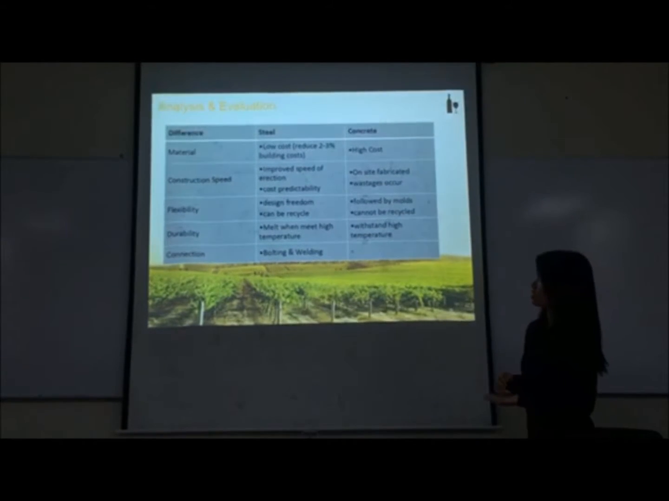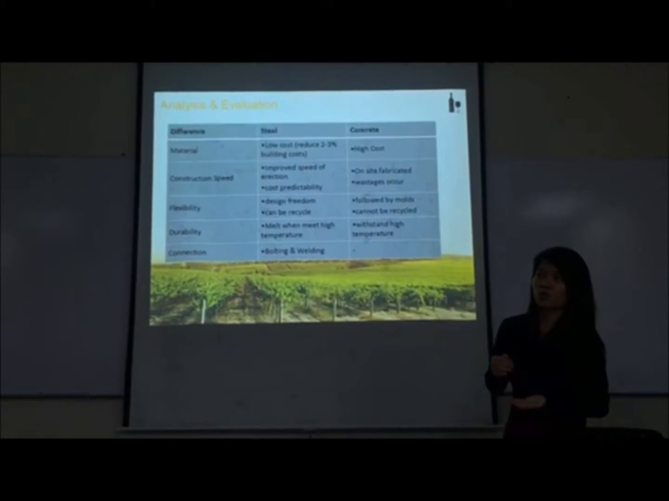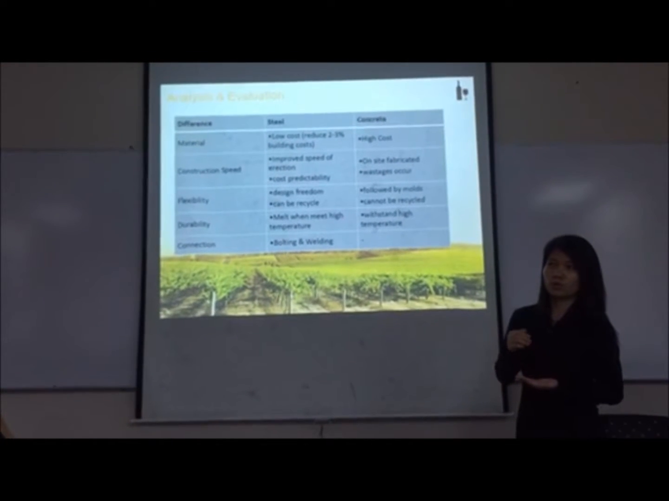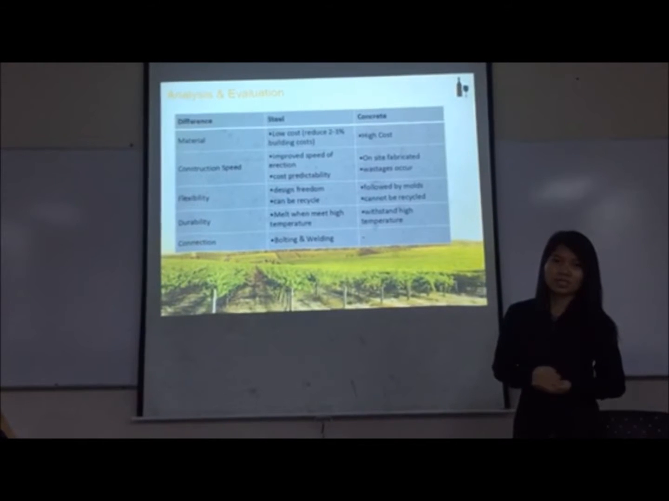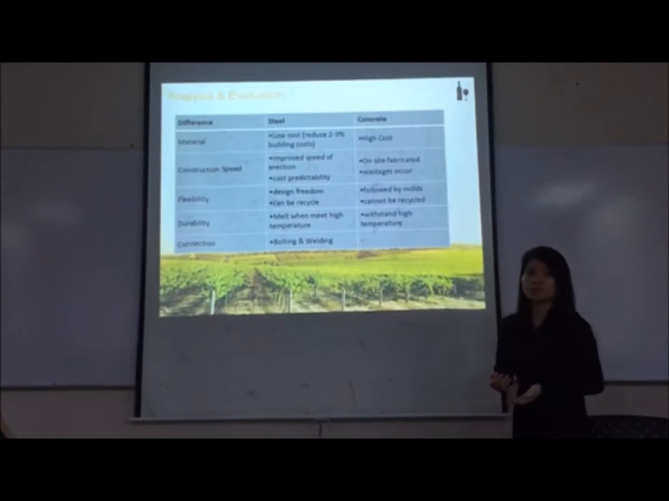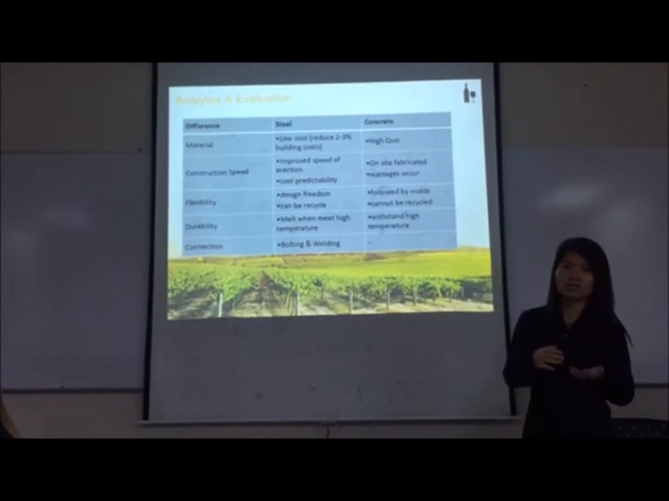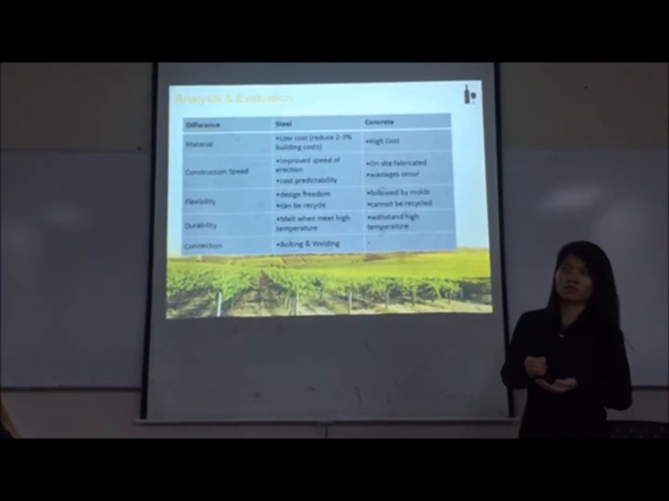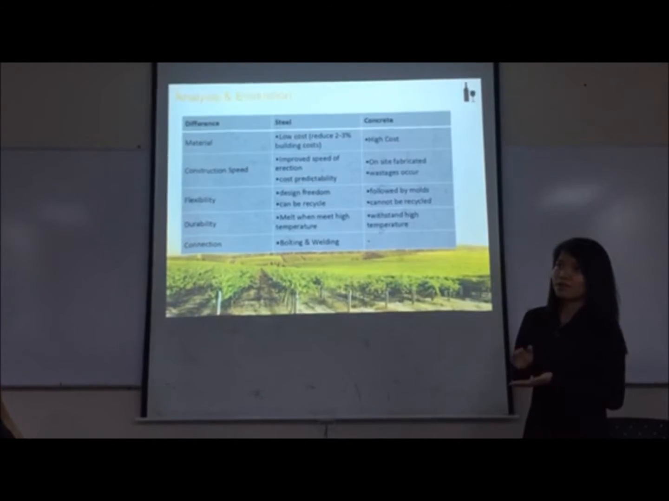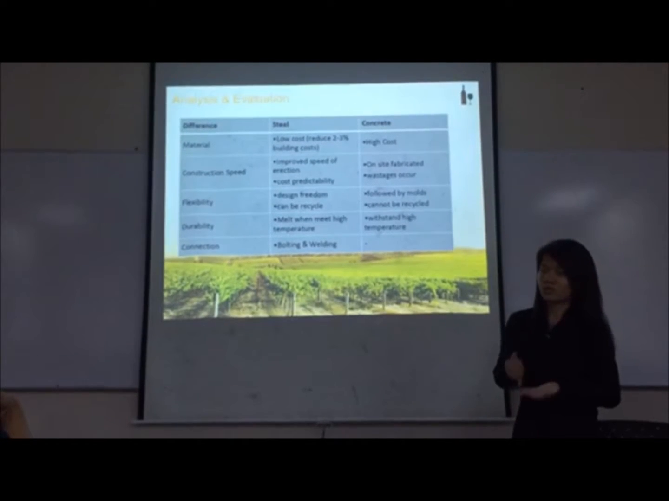The differences between the materials: steel will lead to a low cost, which reduces the building cost by 2 to 3%, while concrete will lead to a high cost due to the complexity of the construction process. As for the construction speed, steel will improve the speed of erection because the material is delivered from offsite to onsite, where the costs are predicted, whereas the concrete is prepared on-site and wastes material during the process.